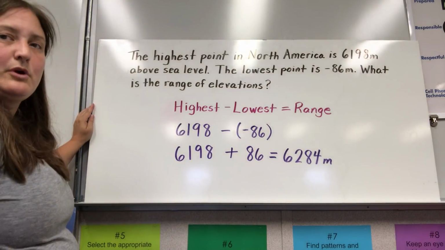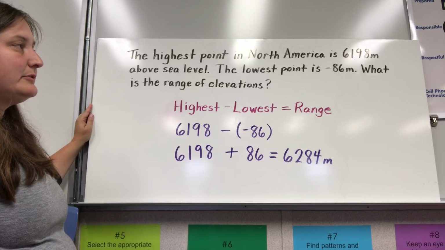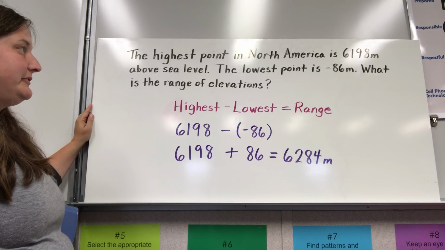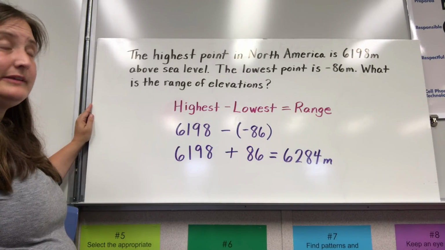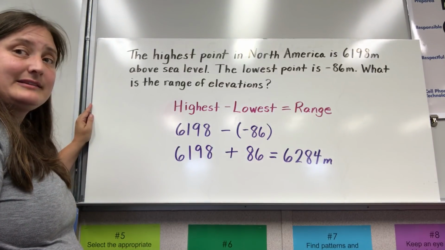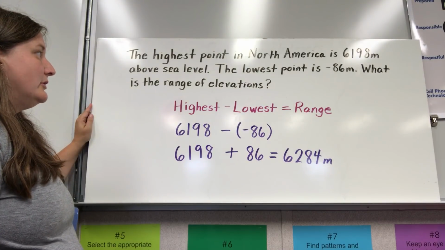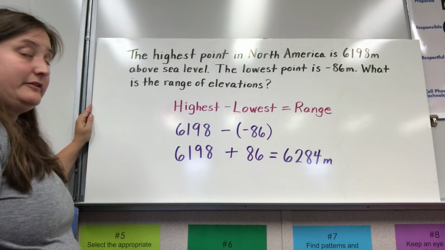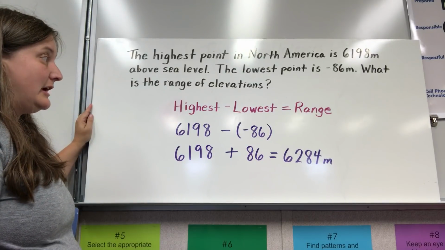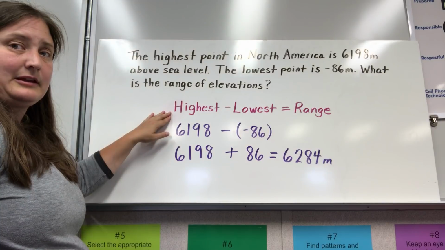All right, one more problem. So the highest point in North America is 6,198 meters above sea level. The lowest point is at negative 86 meters. Since it's negative, that's the same as saying 86 meters below sea level. They want to know what is the range of elevations. So when I'm finding the range, I'm doing the highest minus the lowest to get the range.